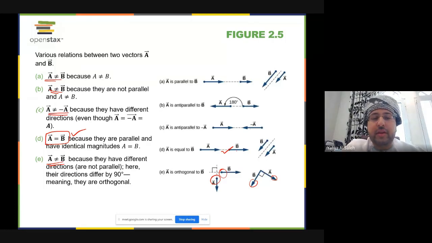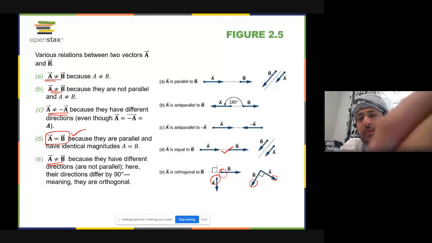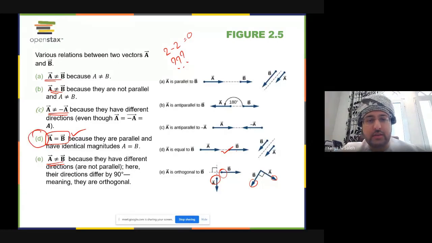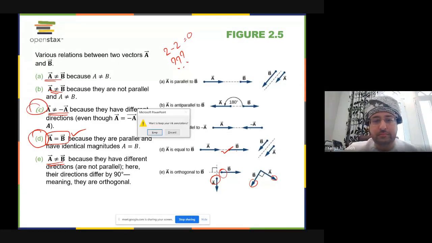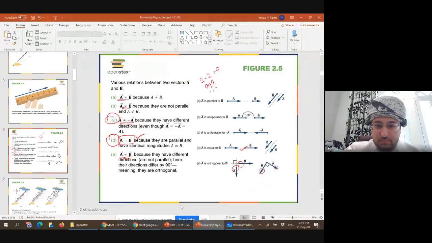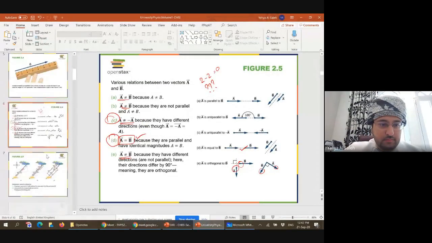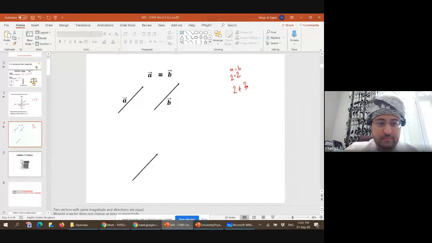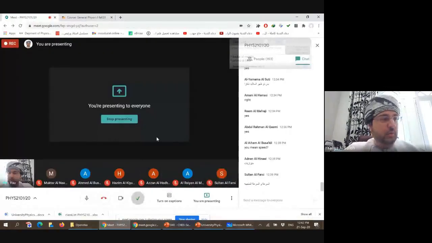Okay, and this is very, very important because in numbers, 2 minus 2 equals 0 for scalars. For vectors, that might not necessarily be true, depending on the situation. It only works in this case and in this case. Okay. Any questions so far?